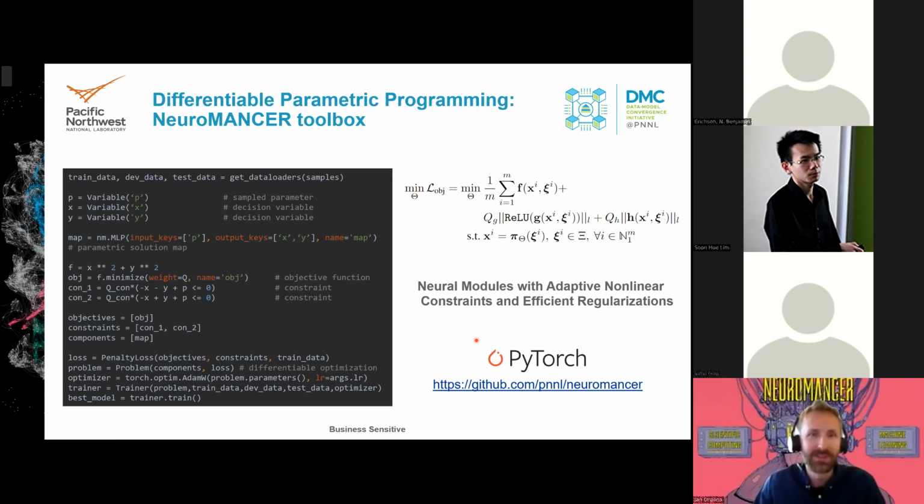So we started developing our own toolbox, which we call NeuroMANCER, with adaptive nonlinear constraints and efficient regularization that allows you to formulate these high-level constrained optimization problems, and automatically it will transform them into these Lagrangian reformulations. If you are familiar with constrained optimization frameworks that parse the problem into the specific form required by a solver, like interior point or active sets, this is something similar. It's just a reformulation in a form that is suitable for stochastic gradient descent over collocation points.